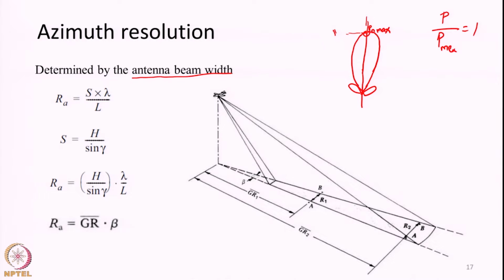When you move away from this primary direction, the power either transmitted or received will be decreasing. So, there will be a point where this ratio, the power received to the maximum power that can be transmitted or received by the antenna, will be 0.5. If you join these points and measure the angle between them, that will define the beam width.